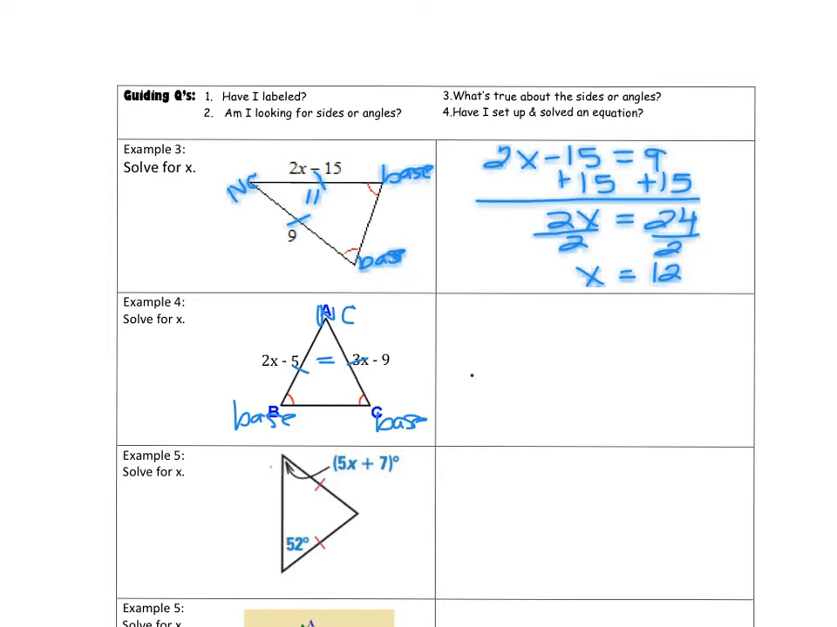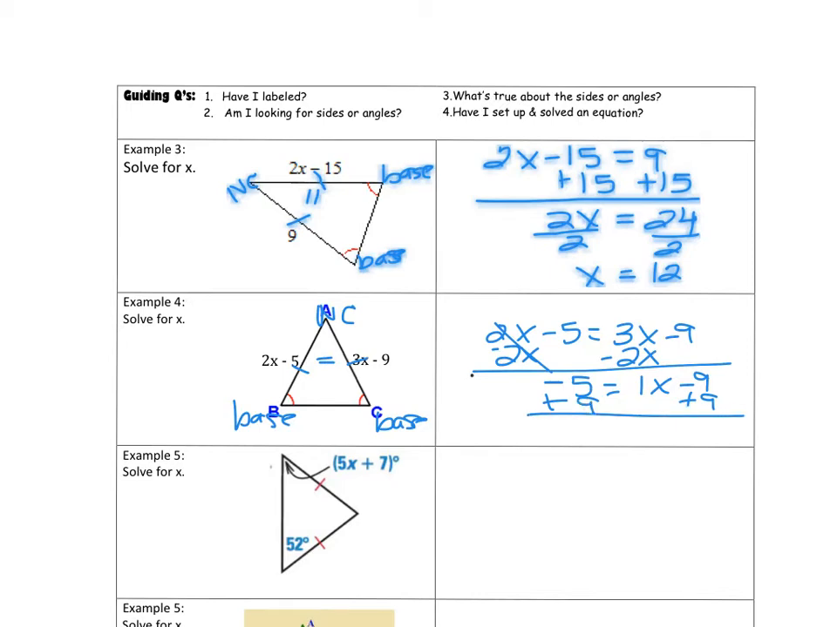What's true about these sides? They're congruent, so I can make an equation: 2x minus 5 is equal to 3x minus 9. Combine my like terms or subtract from either side, and I'm left with negative 5 equals 1x minus 9. I'm going to add that 9 to the other side, and I'm ending with my x being equal to 4. Not too bad, huh? Well, let's keep going.